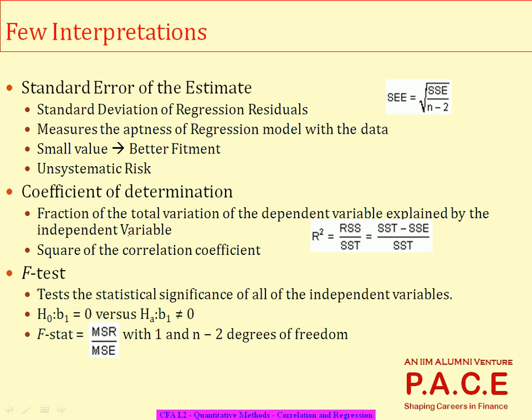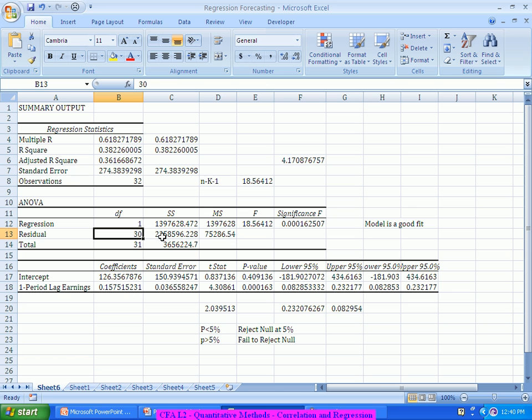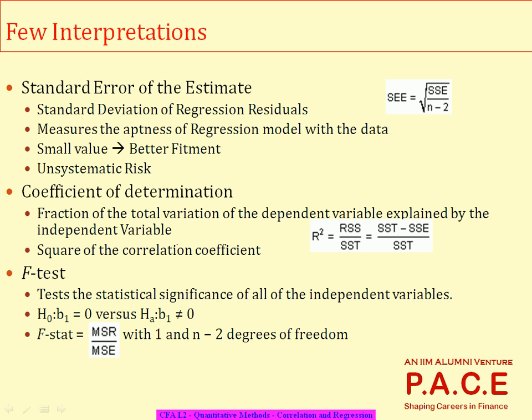And the coefficient of determination, R squared, comes from dividing the regression sum of squares by the total sum of squares. And the F test is the regression mean sum of squares divided by the error mean sum of squares. We are testing it with n minus 2 degrees of freedom. So as long as the F value is greater than the critical value, we go with the alternate hypothesis. We are rejecting the null hypothesis.